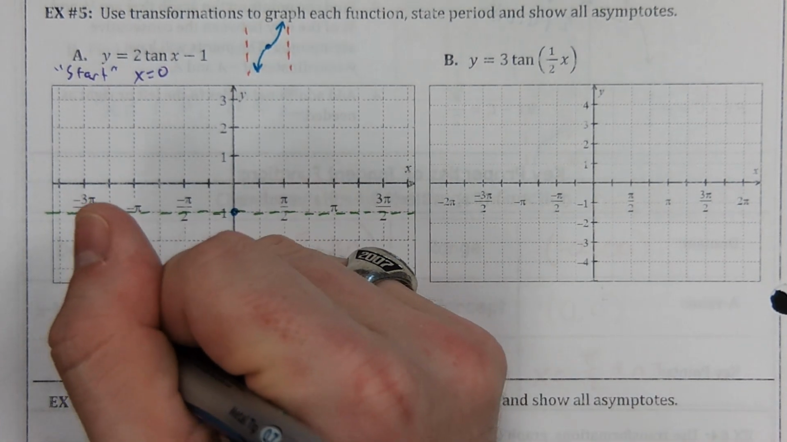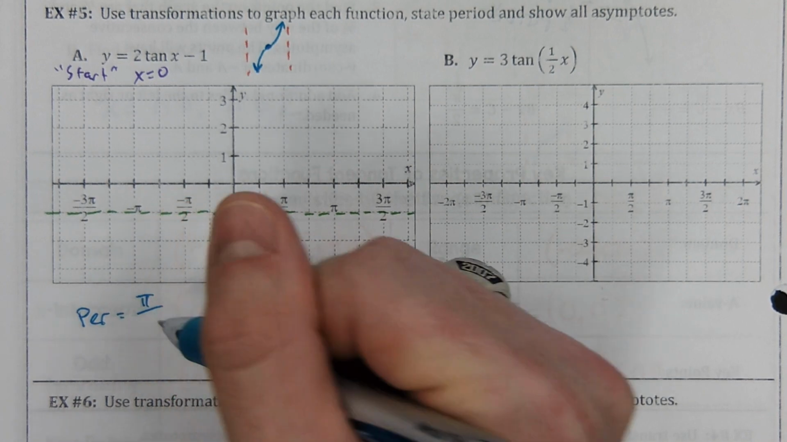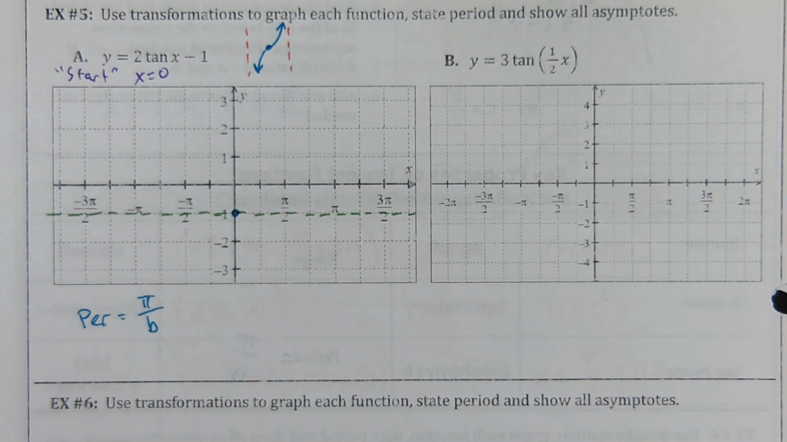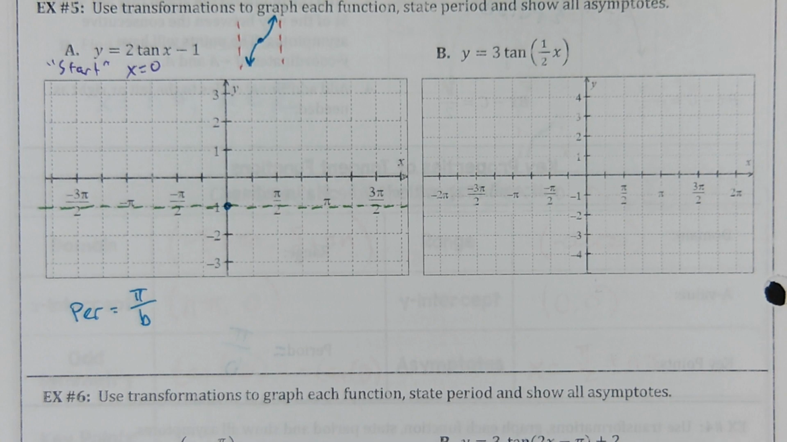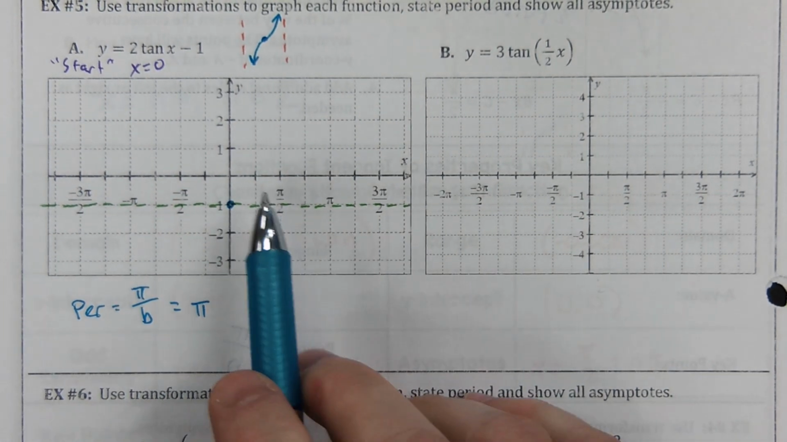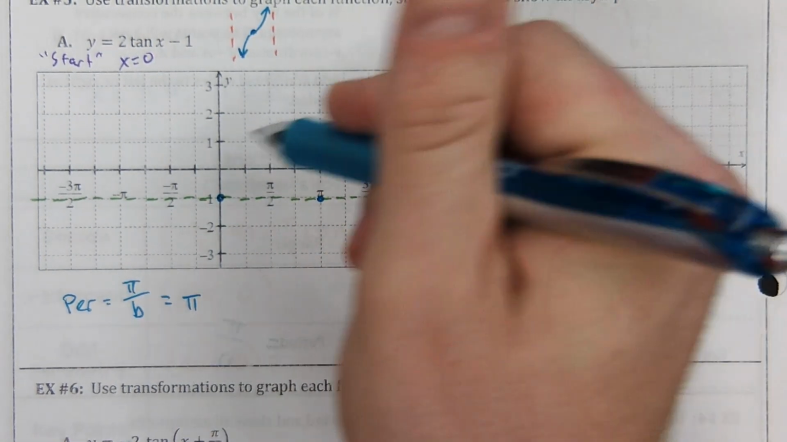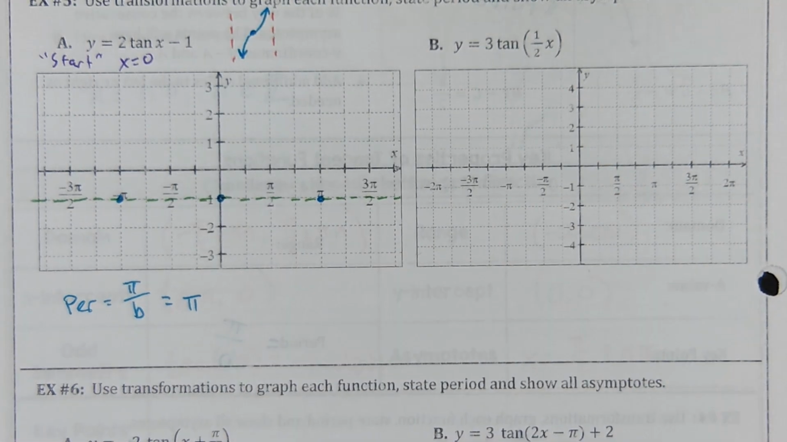The period is going to be pi over b, because tangent, the parent tangent function, has a period of pi. Remember, it repeats itself after quadrant 2. So we do pi over b, but the only number in front of our x is a 1, which means our period length is pi. So from this inflection point, I can go pi to the right and pi to the left to find my next inflection point. Pi to the right, pi to the left.